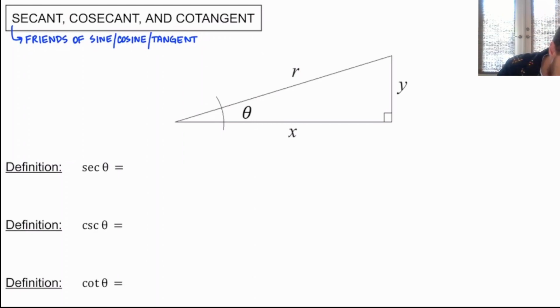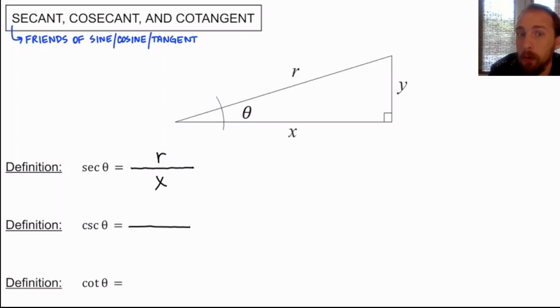Okay, so I'm just going to tell you that secant of theta, that's the one related to cosine. It's a friend of cosine. But whereas cosine of theta would be adjacent over hypotenuse, x over r, secant of theta is r divided by x.